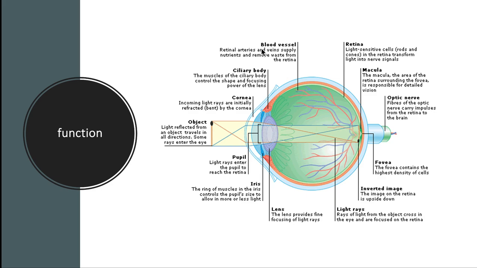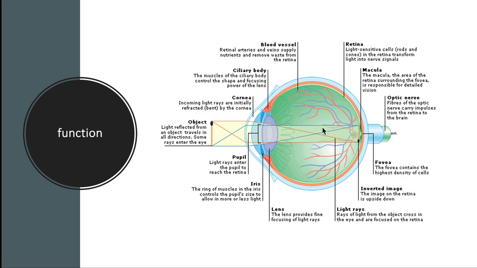Furthermore, its other role, still on the vitreous humor, is to refract light. So we reflect light at the cornea, we refract it at the aqueous humor, the lens, and then we further refract light at the vitreous humor.